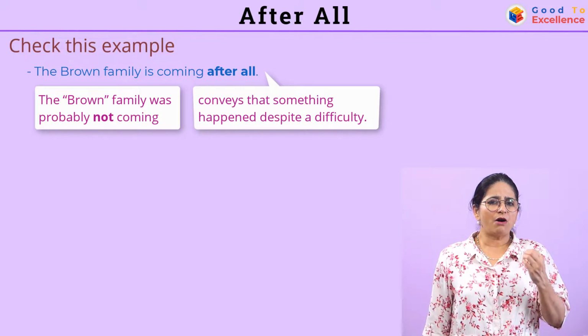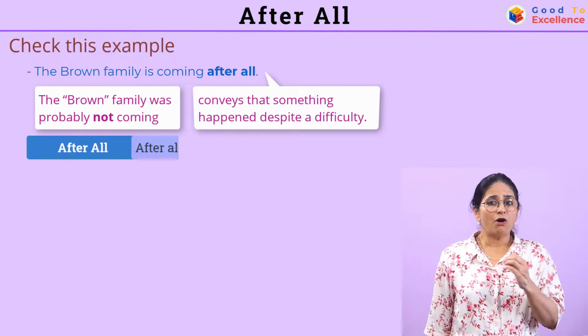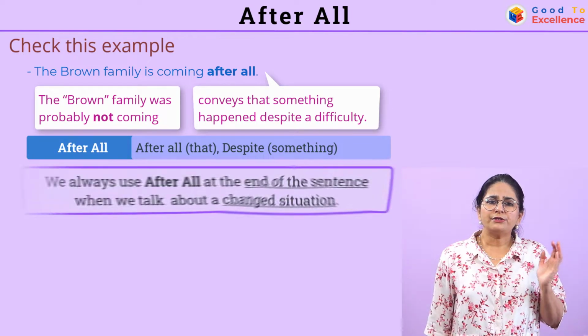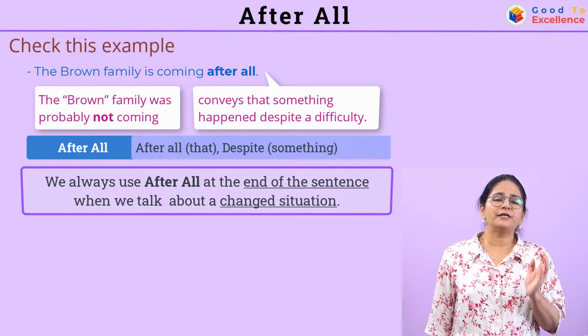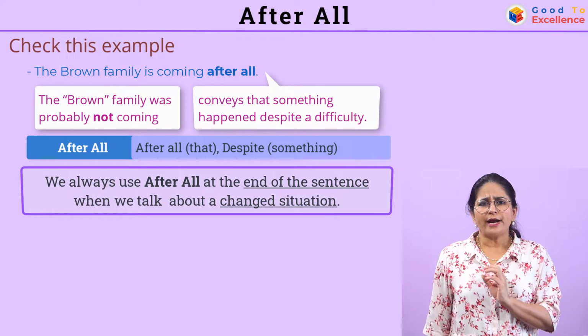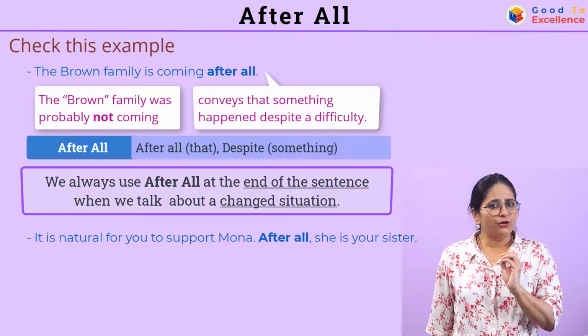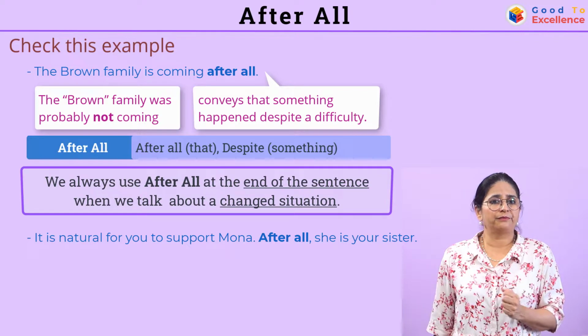We may link after all to words like despite. We always use after all at the end of the sentence when we talk about a changed situation. Now, look at this sentence. It is natural for you to support Mona. After all, she is your sister.